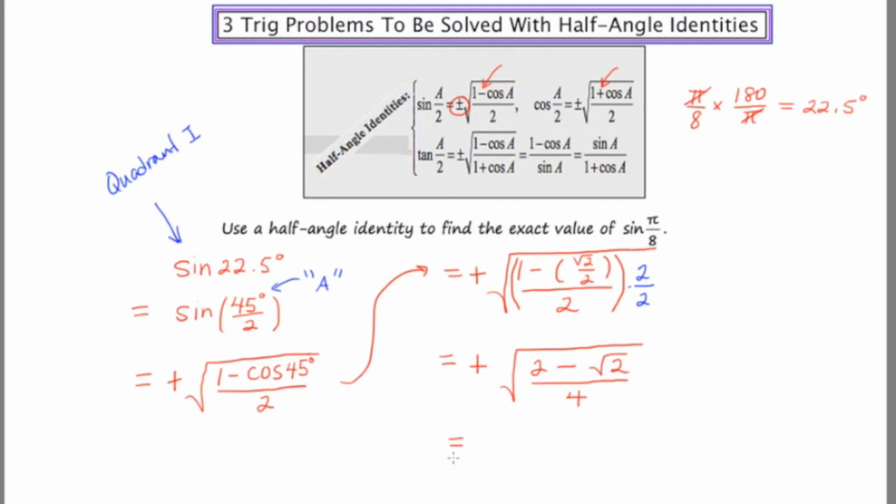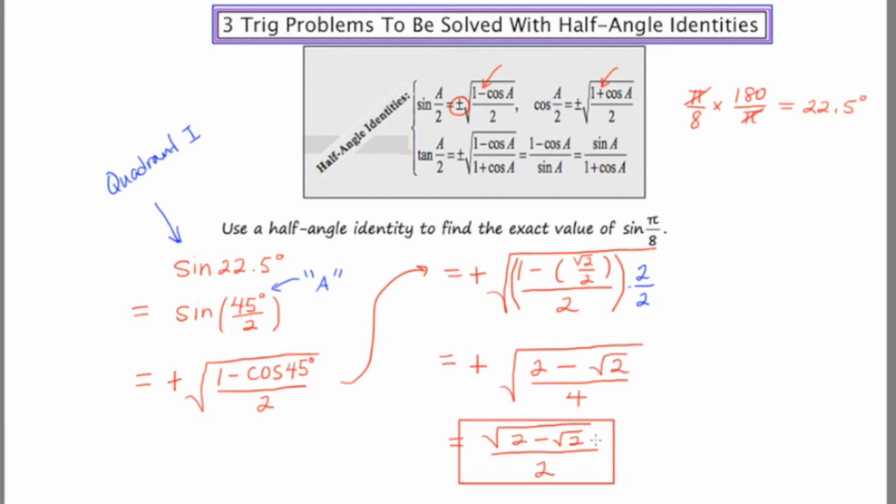Well, in this case, the denominator is a perfect square. The square root of 4 is 2, so I can simply write the square root of 2 minus root 2 all over 2.